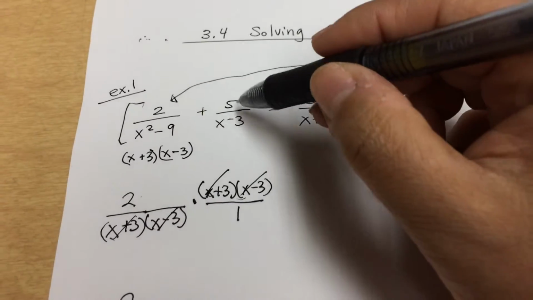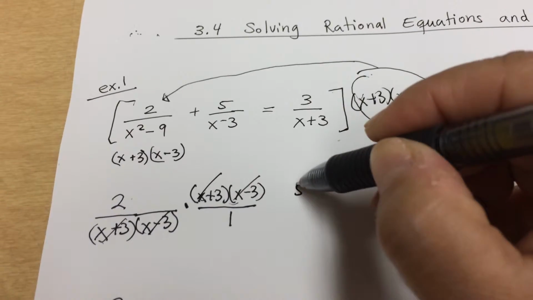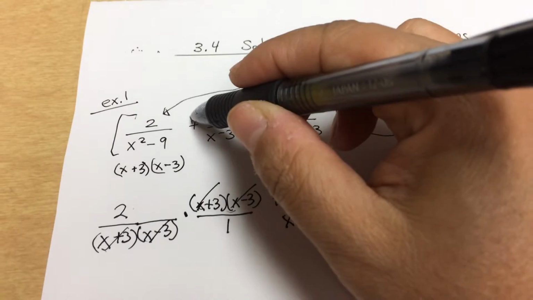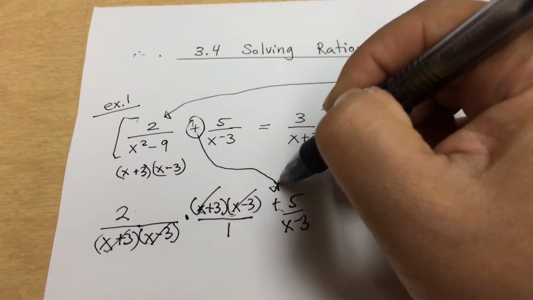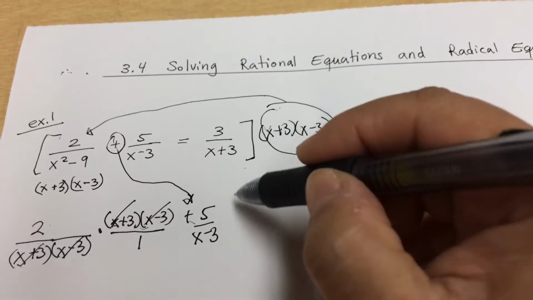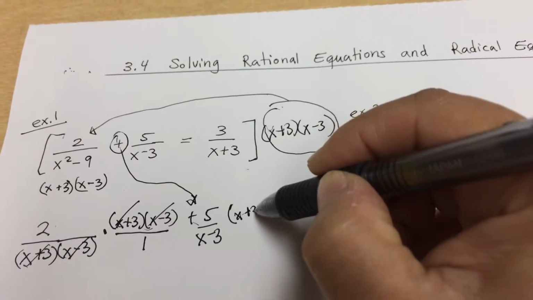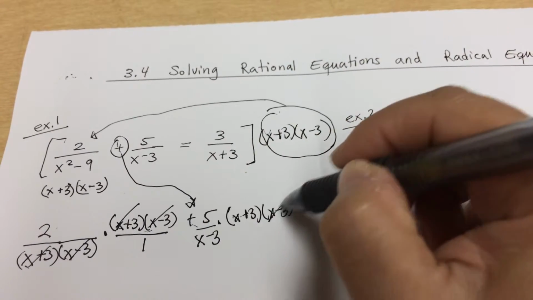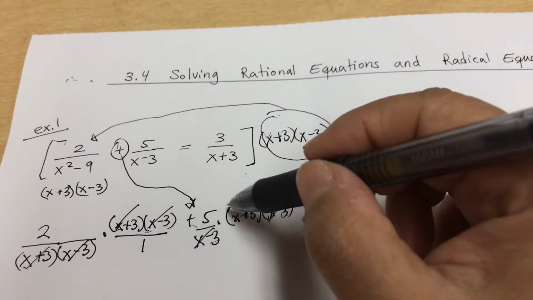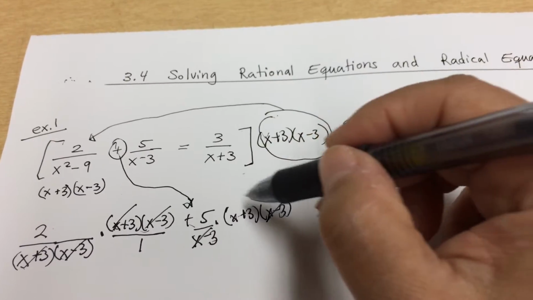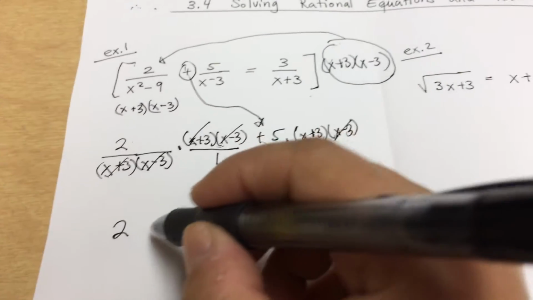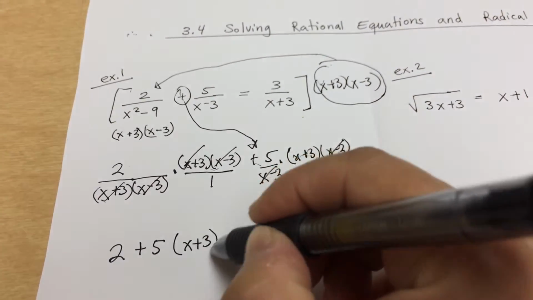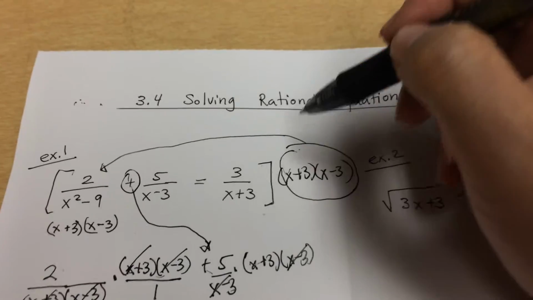Now doing the same thing with this 5 over x minus 3, and this is positive 5 because it's positive from here. Okay, that's the positive 5. And I'm multiplying to all of this, the x plus 3 again, x minus 3. When we multiply it, the simplification can be canceled right here. So you're left with just the positive 5 and this part in parentheses. So right here, I'm going to put plus 5, and then x plus 3 is left over. Okay? We have one more left then.